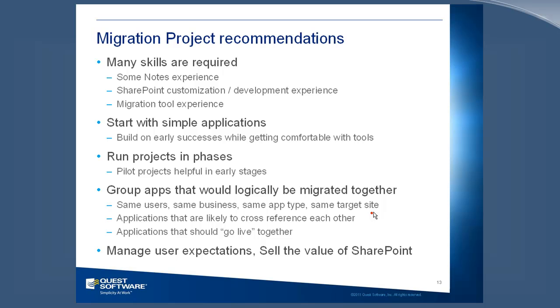Now, one thing that people often do is they try to migrate applications together that are likely to cross-reference each other. So if they have a lot of doc links or lookups between the databases, then that's a natural group of applications that you might want to migrate together in one chunk. And really, it comes down to which things should go live together. So if you have 4 or 5 applications that you want to go live as one chunk, that obviously defines a nice phase for your application.